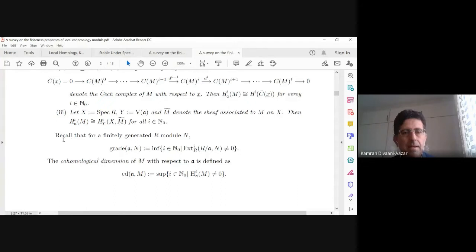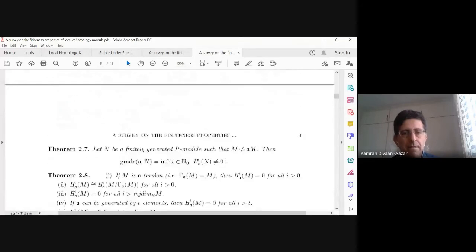Next, recall the definition of grade for a finitely generated R module N. The grade is the minimum of non-negative integers i such that Ext^i of R over A and N is non-zero. Next, I recall the definition of cohomological dimension of M with respect to A, which is defined as follows. It's the supremum of the i's such that the ith local cohomology of M with respect to A is non-zero.